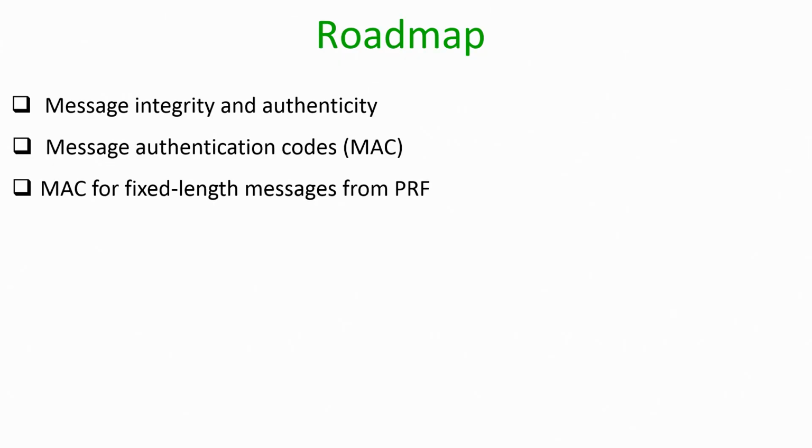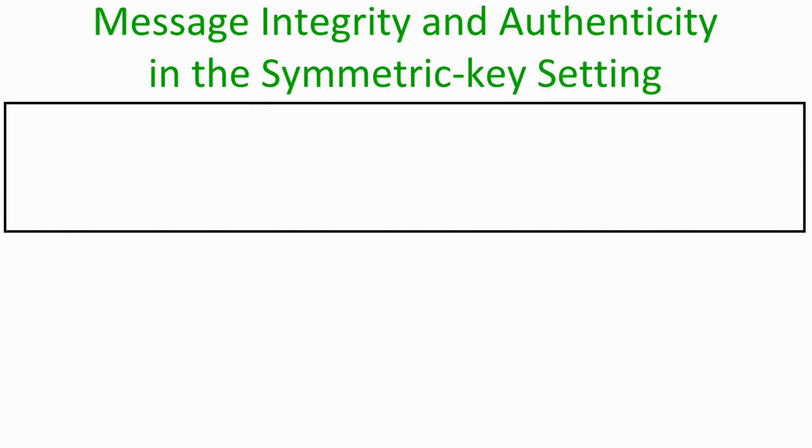The plan for this lecture is as follows. We will introduce the notion of message integrity and authenticity, and we will discuss how to achieve these two notions using a cryptographic primitive which we call message authentication codes, or MAC, and we will discuss a construction for MACs for fixed length messages using pseudo random functions.